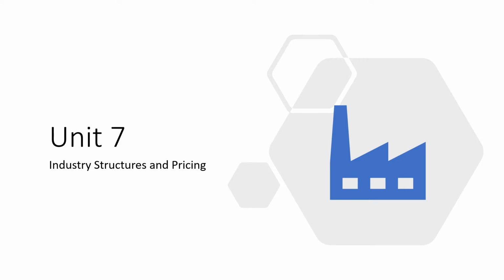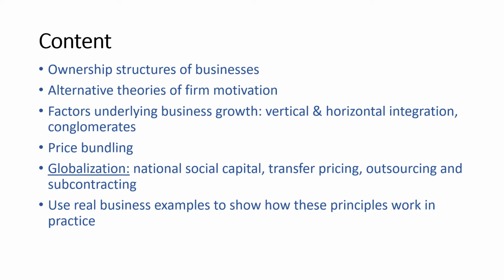So we'll quickly move on to Unit 7, which is about industry structures and pricing. In this module, we'll be talking about the ownership structures of businesses. What are the different ownership structures in business, and what are the advantages and disadvantages of those structures?